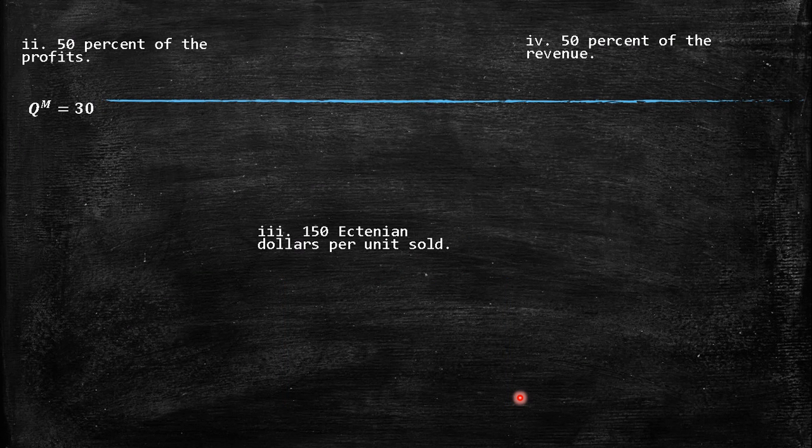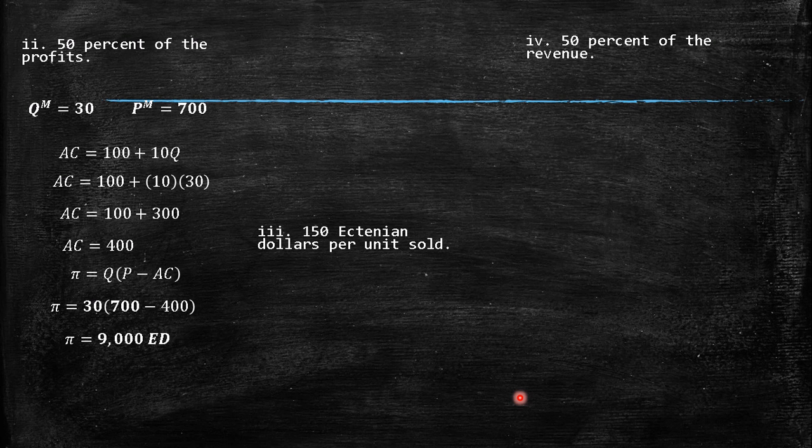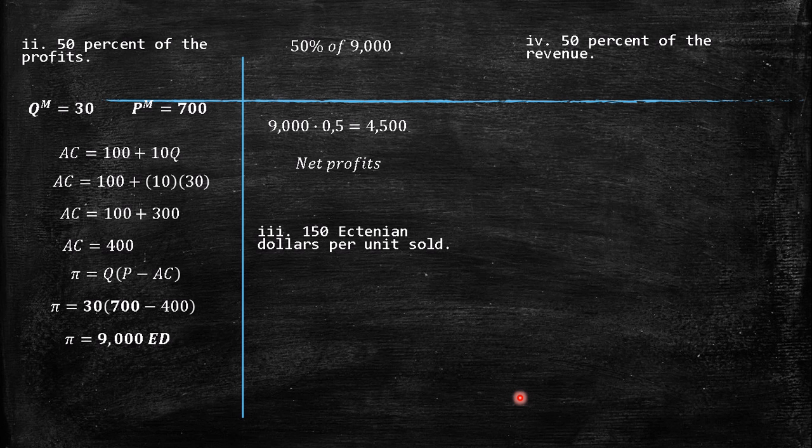The second situation is you provide 50% of the profits. We already understand this one. So again these are the profits, and we need to provide to the director 50% of the profits, so 50% of 9,000. I make 9,000 times 0.5, which is 4,500. This is the fee that I need to pay for the director. So the net profit should be 4,500. So the first idea should be better.